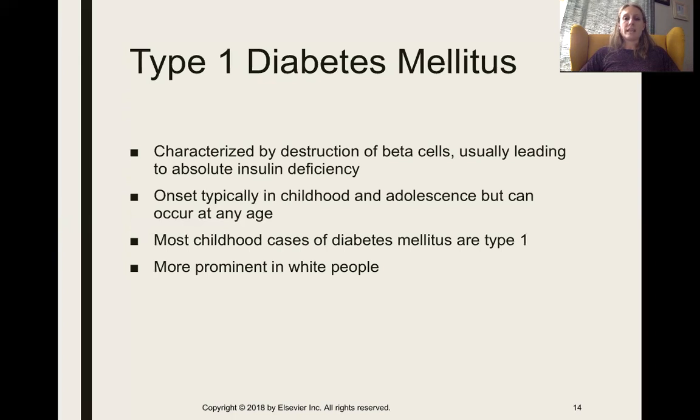If the onset of diabetes is prior to age 10, then most likely it's going to be type 1 diabetes. There's two types of onset. We have an immune-mediated, so pretty much an autoimmune attack on the beta cells of the pancreas, and we have an idiopathic onset where we just don't know the cause of the type 1 diabetes or of the destruction of those cells. And it is, like I just said, more prominent in white children than it is in other races and ethnicities.